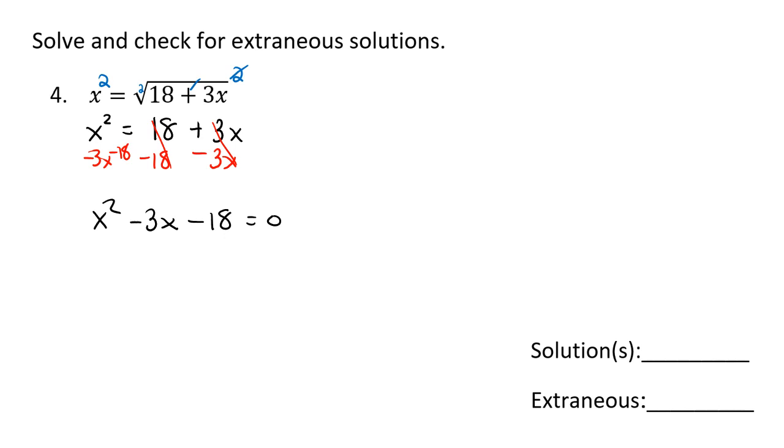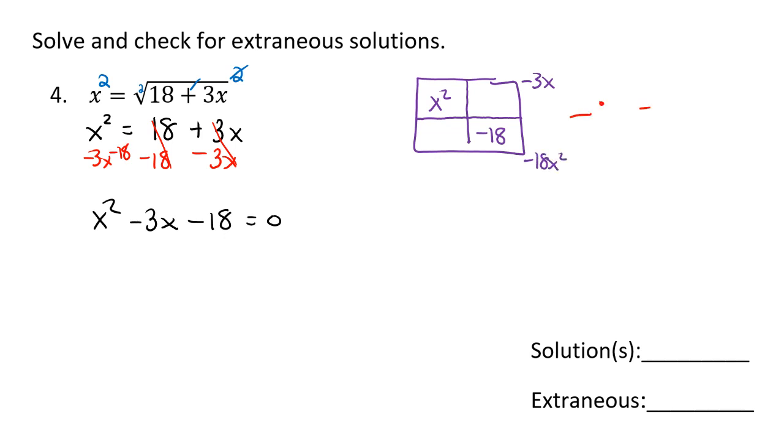Now I have a trinomial, which means if I want to know what x is, I'm going to need to factor. So I have x squared here, I have negative 18 here, negative 3x here. X squared times negative 18 is negative 18x squared. I need to figure out two numbers that multiply to be negative 18x squared, and the same two numbers are going to add to be negative 3x. So our combination is going to be negative 6x and a positive 3x. So negative 6x, 3x. All right.